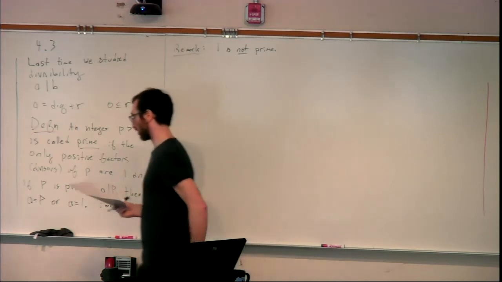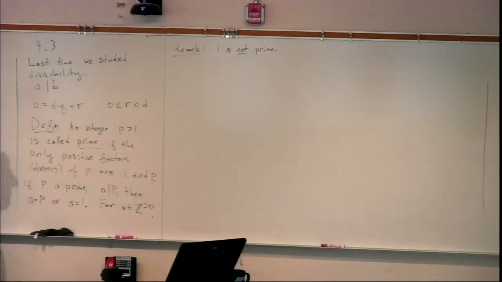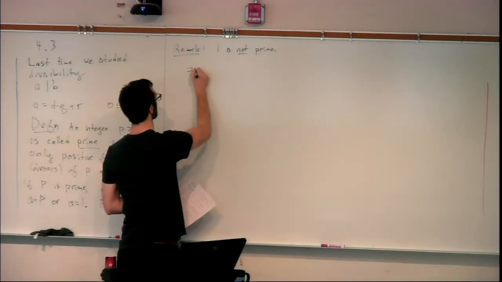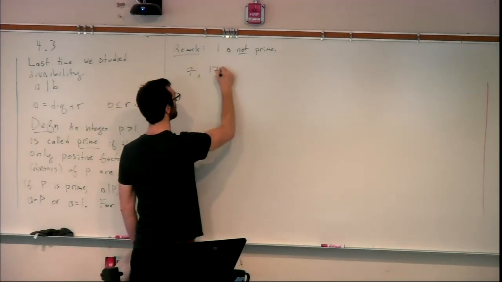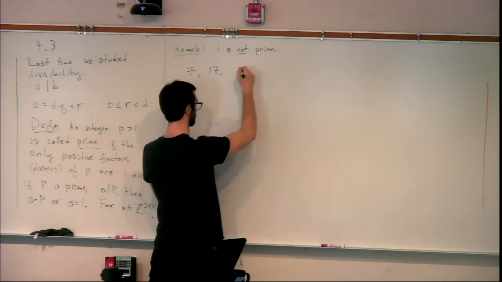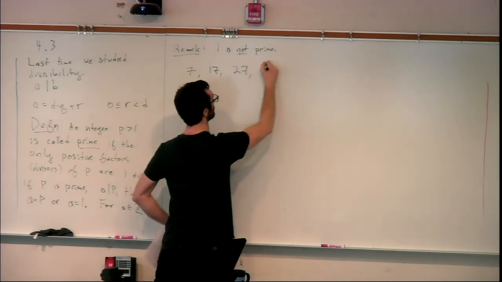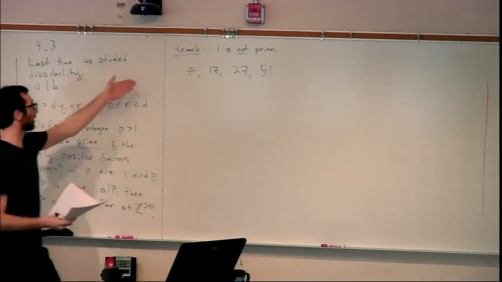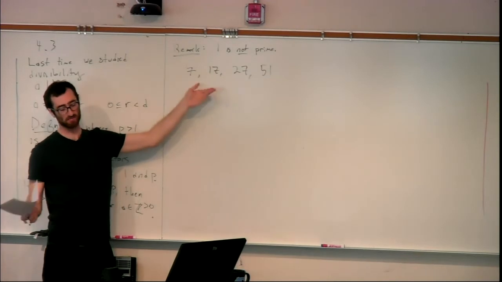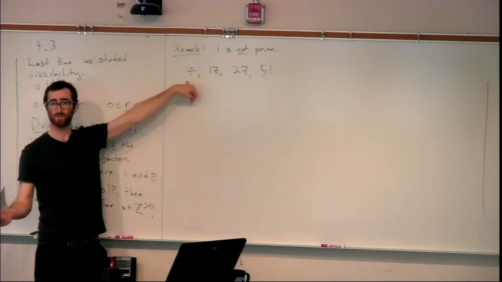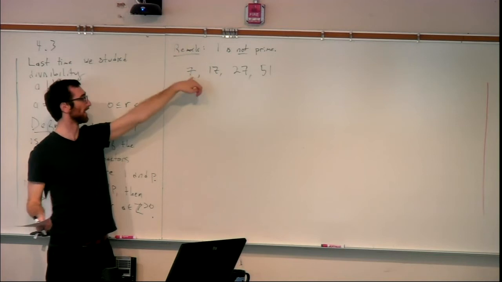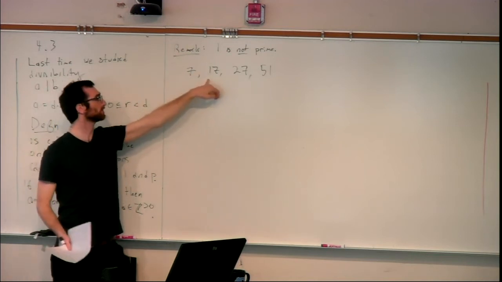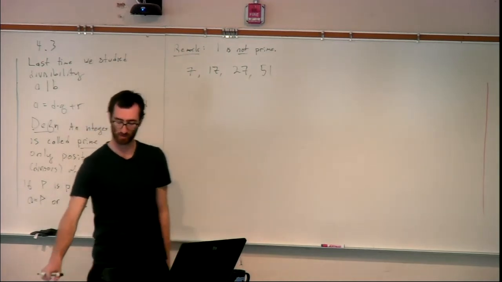Okay, so there are some examples that we can just do once we start picking out integers. For instance, if we look at a list of 7 and 17 and what else do I have? 27 and 51. For any collection of integers, one can ask, is this particular integer prime or not prime? 7 we know is prime. It's not divisible by anything besides 1 and 7. The same holds for 17, but 27, of course, is composite.